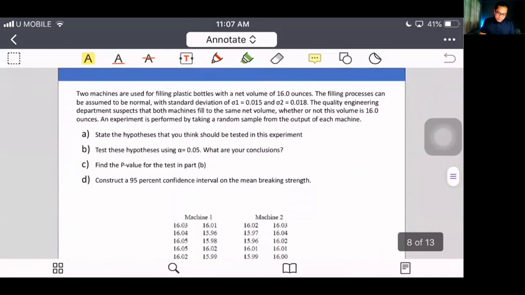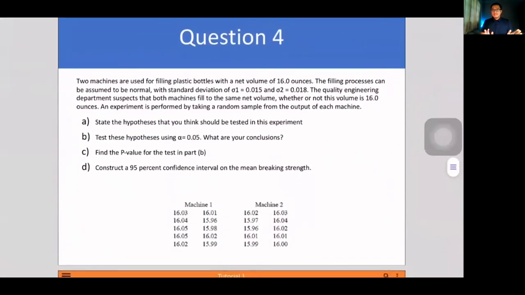Okay, question 4. Now in question 4, you have two groups. Let's just read it quickly. Two machines are used for filling plastic bottles with a net volume of 16 ounces. The filling process can be assumed to be normal and they are given standard deviations. One machine is 0.015, another machine is 0.018. So therefore, this is a Z test. The quality engineering department suspects that both machines fill at the same net volume. That means these machines fill more or less 16 ounces. Whether or not the volume is 16 ounces, what does it mean? If you set it to 16 ounces, it fills around 16 ounces. If you change the machine to fill at 15 ounces or 12 ounces, they will perform similarly. That's what it means.